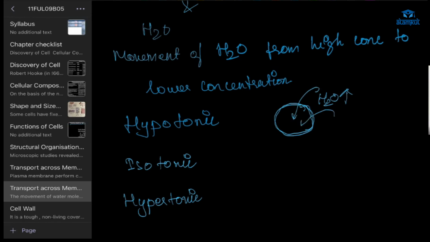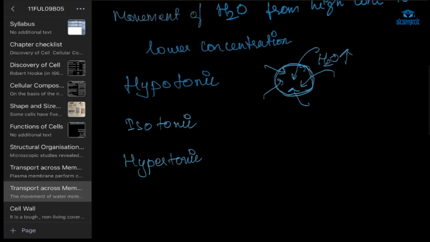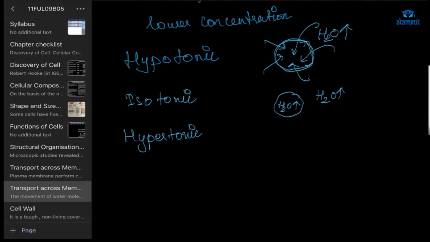So when the water is moving inside, what happens to the cell? The cell will swell up. Swell up means it becomes bigger. And this is called hypotonic. And in isotonic, what happens here? The H2O concentration outside and inside the cell is the same. So there will be no net movement of water. And this solution is called isotonic solution. And next we have the hypertonic solution.